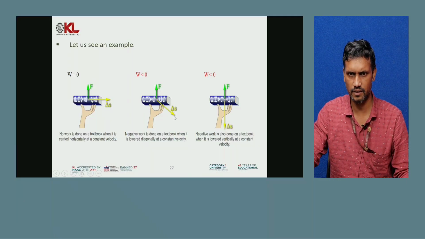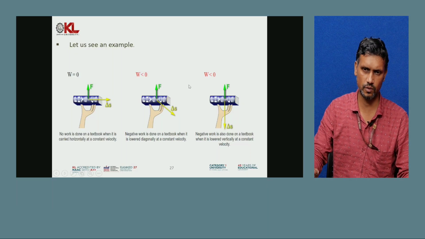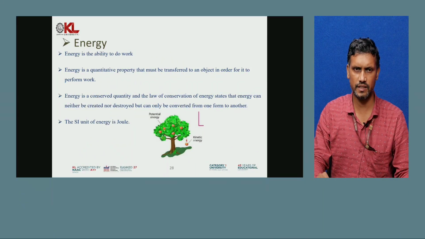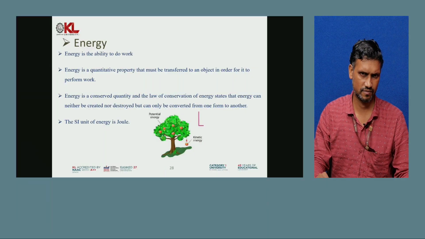In the second case, displacement is at some angle, so you can resolve the component of delta S into horizontal and vertical, so we will get some work done, it will not be 0. Same thing in the third case. Now energy. What is energy? The ability to do work is nothing but energy, correct, and its unit is also joule. So the unit of energy and work are both the same.